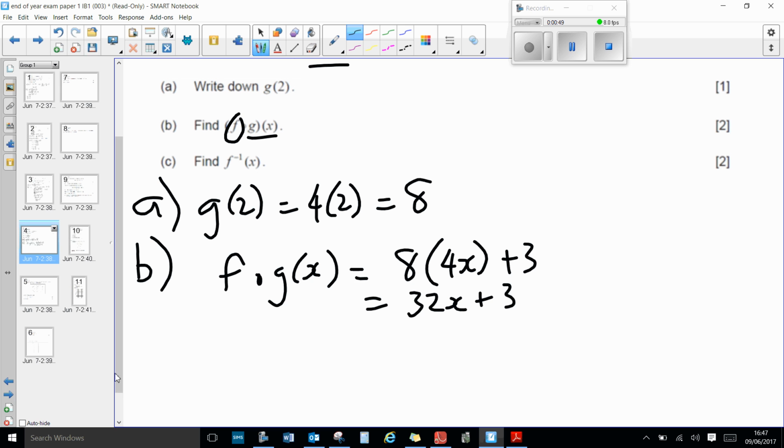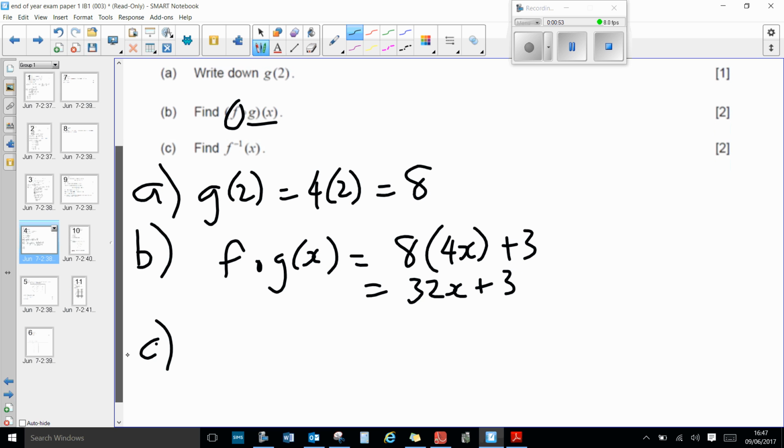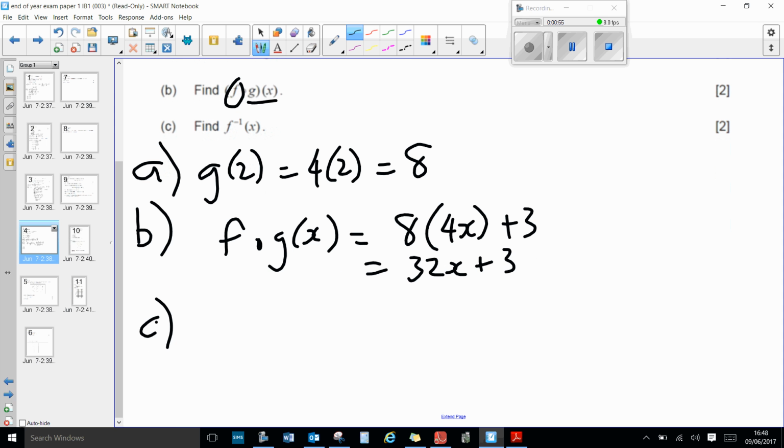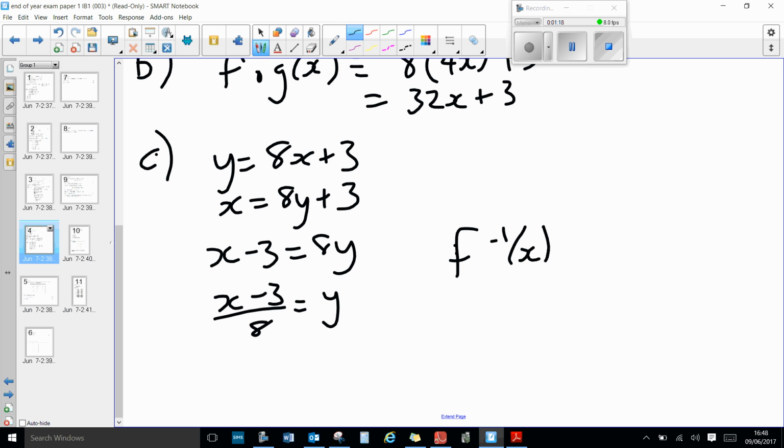f^-1(x), so we're finding the inverse of f, which is 8x plus 3. So if we want y equals 8x plus 3, switch the x and the y, and rearrange to make y the subject. So subtract 3 from both sides and then divide by 8. So f^-1(x) is (x minus 3) over 8.